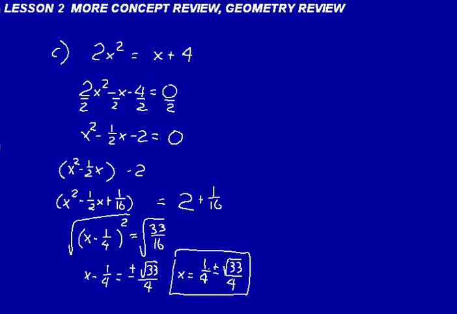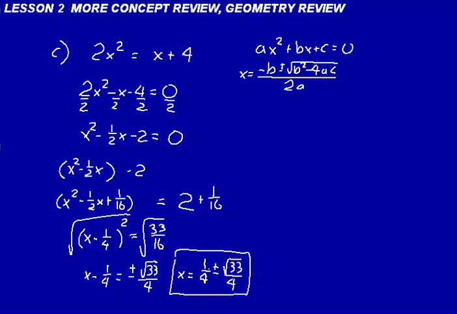Now if you recall, there's another way to solve quadratic equations like this. That's called the quadratic formula. If you have it in the form ax squared plus bx plus c equals 0, the quadratic formula is x is equal to negative b plus or minus the square root of b squared minus 4 times a times c, all over 2a.